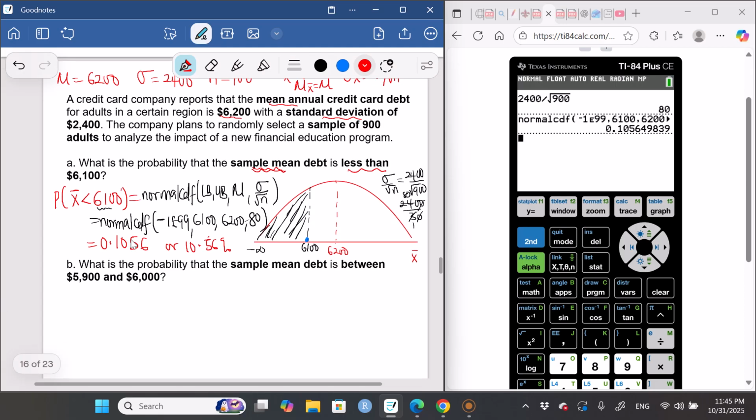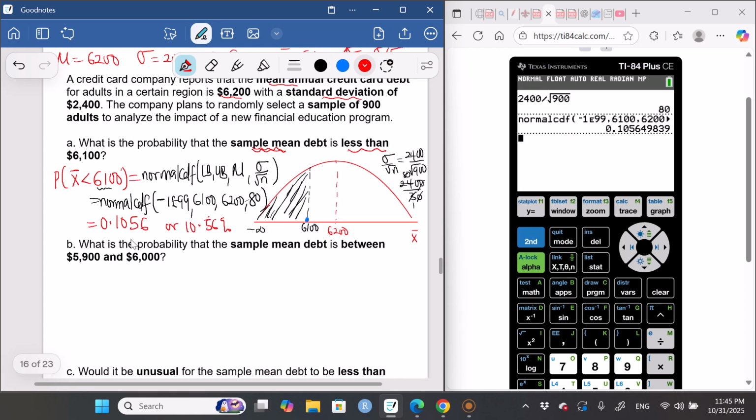Now, looking at question number 2, the question says: what is the probability that the sample mean, look at this please, the sample mean is very important. The sample mean, which shows your random variable is x bar, is between 5,900 and 6,000.